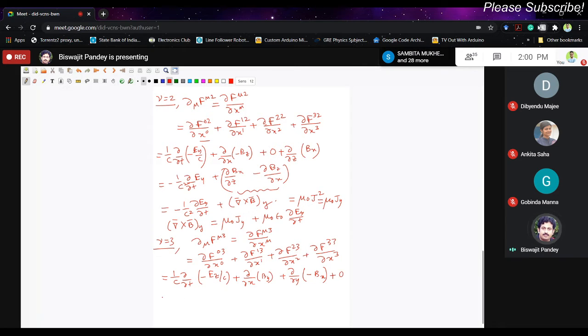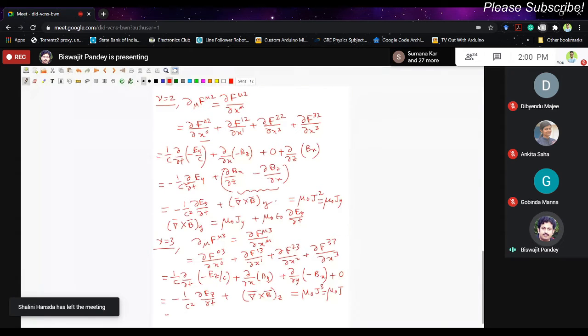It's a diagonal element. So this will be minus again 1 over c square del Ez del t, and if you see del By del x minus del Bx del y, that is nothing but the z component of curl of B. So you write curl of B z component. Again, you write this to be mu 0 times J nu, where nu is 3 here, so J3, which is nothing but the z component, so mu 0 Jz.